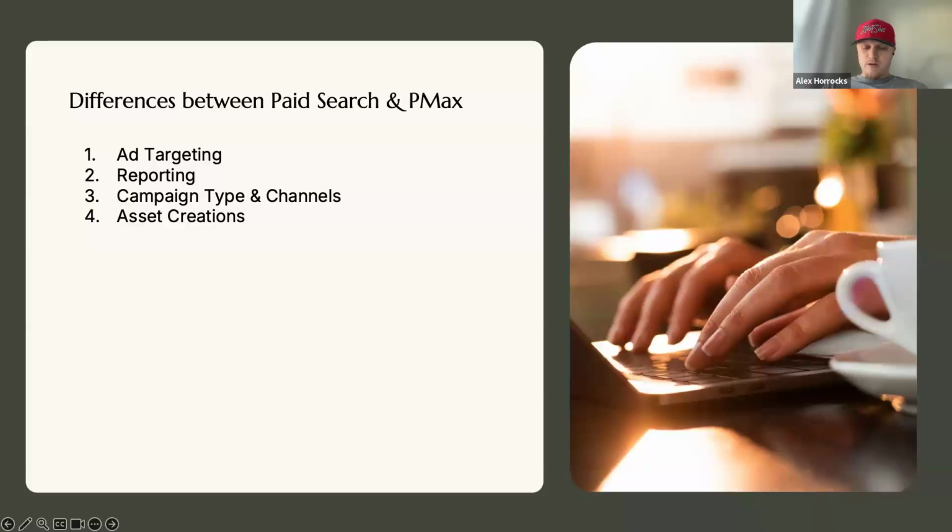This will be a brief overview showing the differences between the two campaign types, paid search and Performance Max. These are the four things we'll be covering: ad targeting, reporting, campaign types and channels, and asset creation.